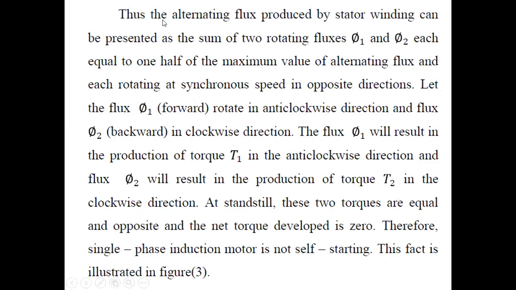So again, we discussed that the alternating flux produced by the stator winding can be represented by two fluxes, phi 1 and phi 2, each equal to 1/2 of the maximum value of the alternating flux, and each rotating at synchronous speed in opposite directions. So let us allow the flux phi 1 to rotate in the anti-clockwise direction, which will be the forward direction. And then we allow the flux phi 2 to rotate in the backward direction, which is the clockwise direction.